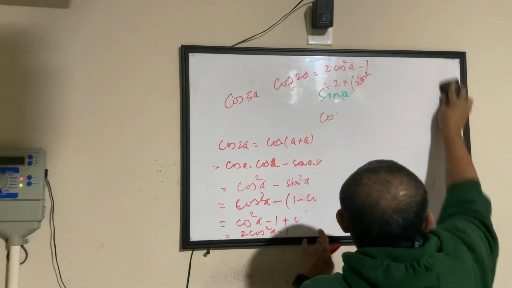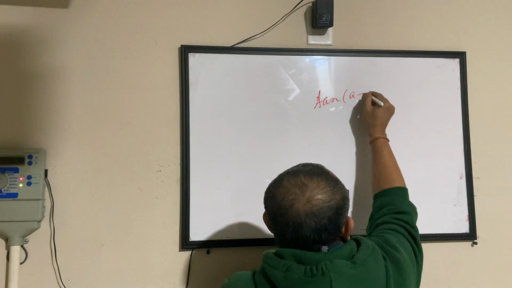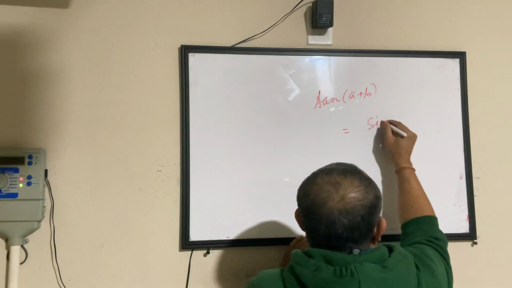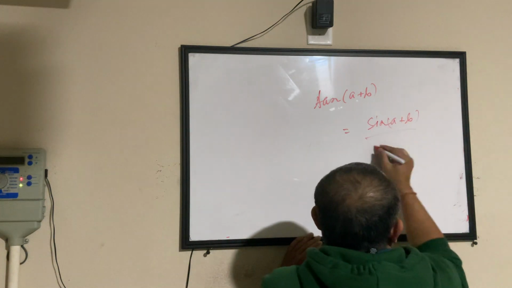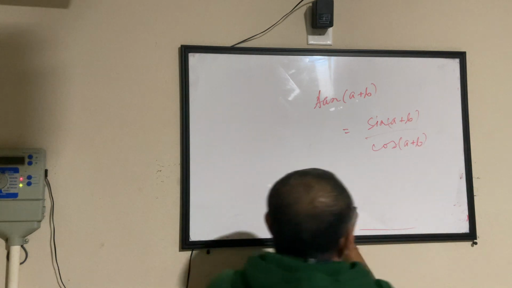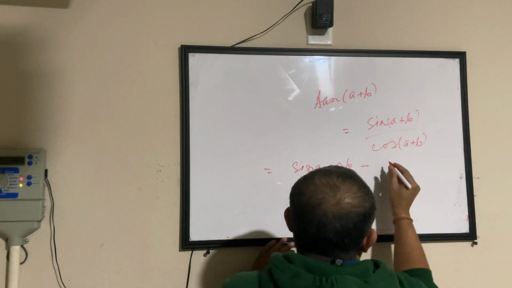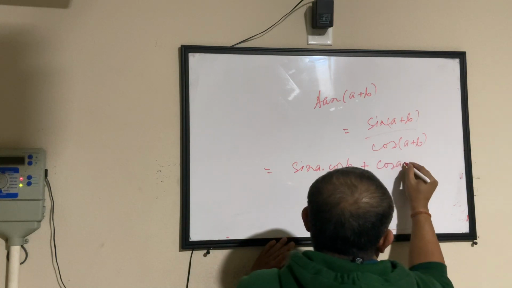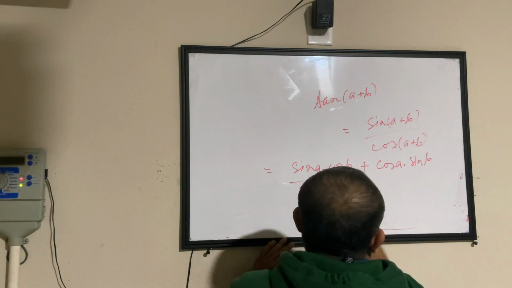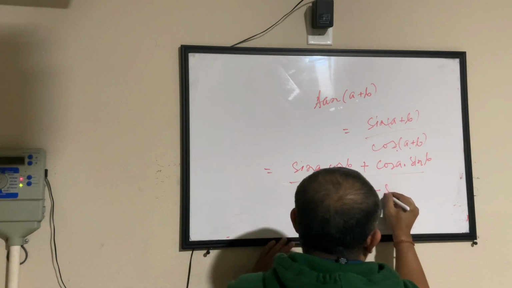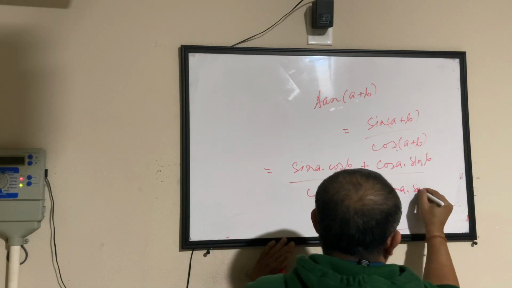So Arya, you had asked, how do I find out, do we have an identity for tan of A plus B? So tan we don't find out separately. We can always say sine of A plus B divided by cos of A plus B. And then if you look at it, sine of A plus B is sine A times cos B plus cos A times sine B. And then cos of A plus B gives you cos A times cos B minus sine A times sine B.